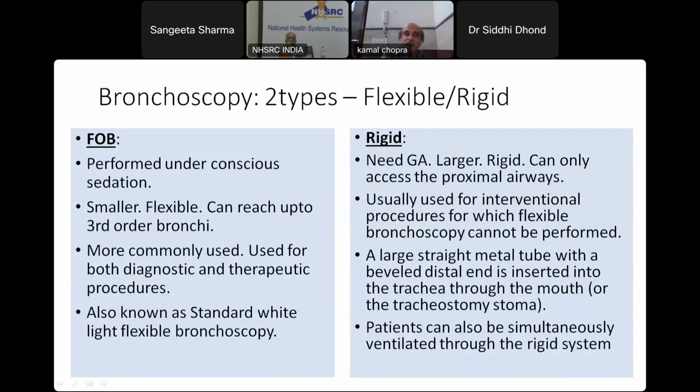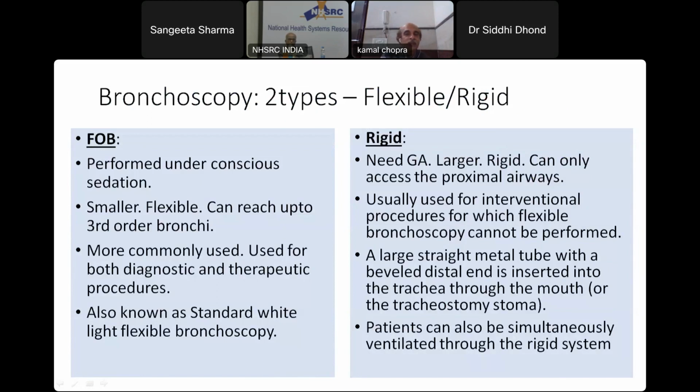Bronchoscopy is very important, fiber optic and rigid. Fiber optic can be done without any anesthesia. We can reach up to the third order bronchi. It is commonly used not only for diagnostic but also for therapeutic purposes. We can see if there is any bleeding vessel which can be coagulated. So this has become the standard, white light flexible bronchoscopy.